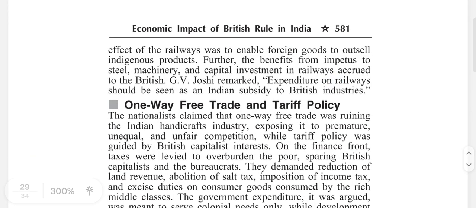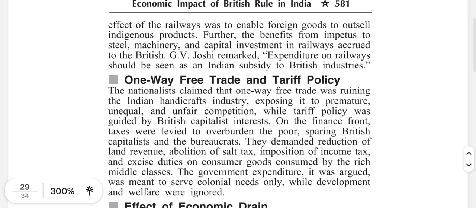Economic impact of British rule in India. The effect of the railways was to enable foreign goods to outsell indigenous products. Further, the benefits from impetus to steel, machinery, and capital investment in railways accrued to the British. G.V. Joshi remarked, "Expenditure on railways should be seen as an Indian subsidy to British industries."